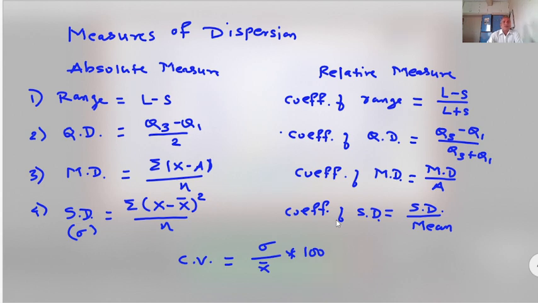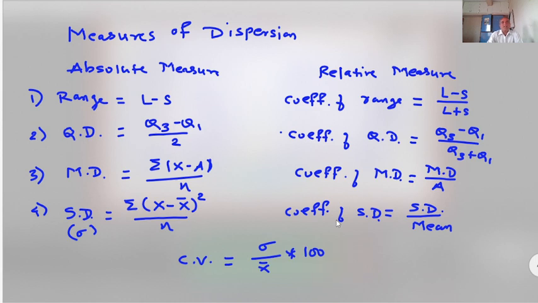We are going to study the measures of dispersion. This is unit 3 of business statistics paper 1. Already we studied these measures. There are four measures of dispersion, namely range, quartile deviation, mean deviation and standard deviation. These measures of dispersion are divided in two ways, as absolute measure and relative measure.